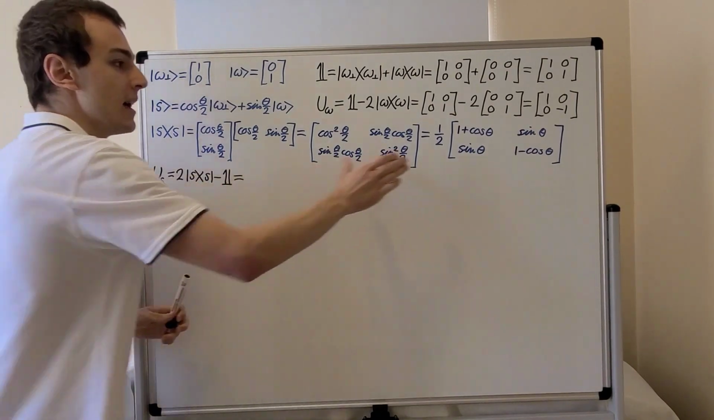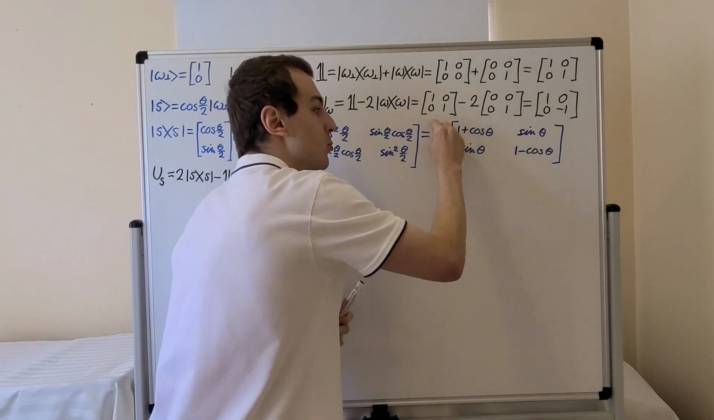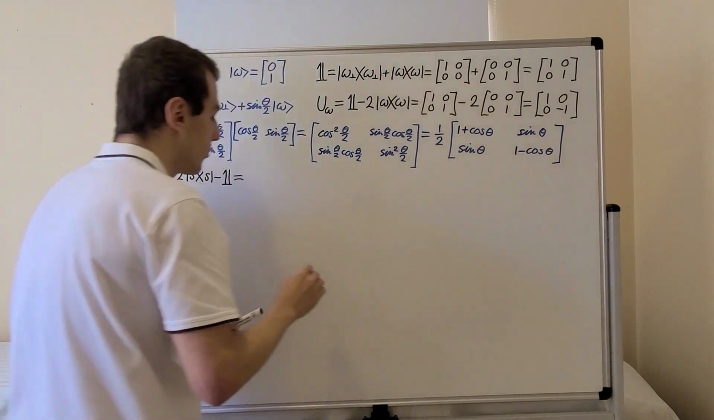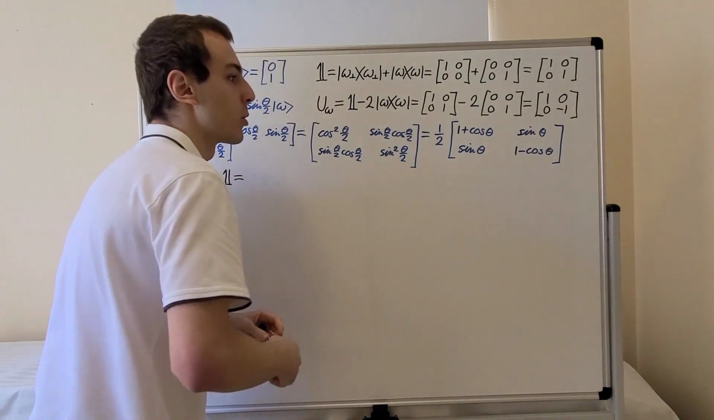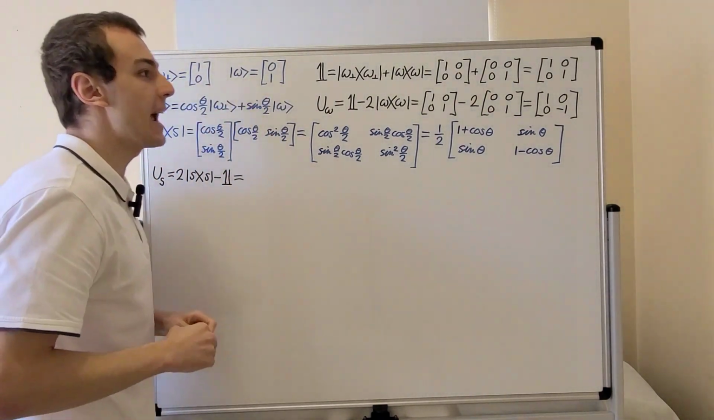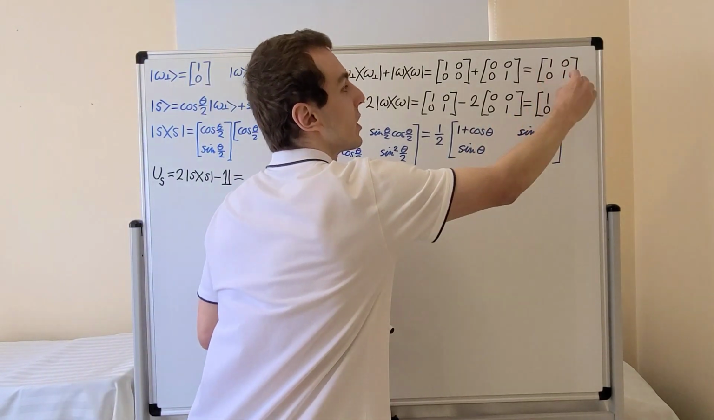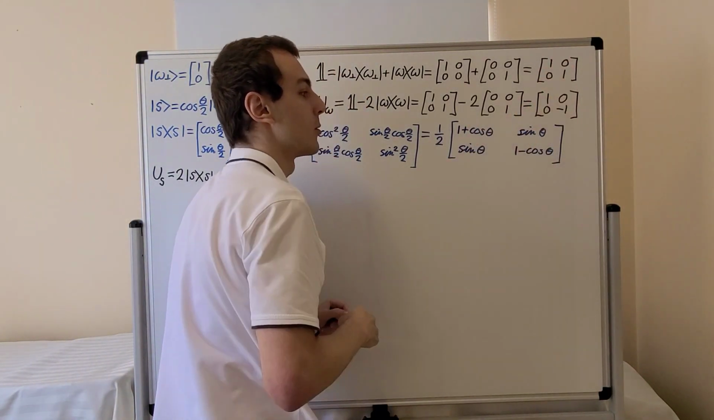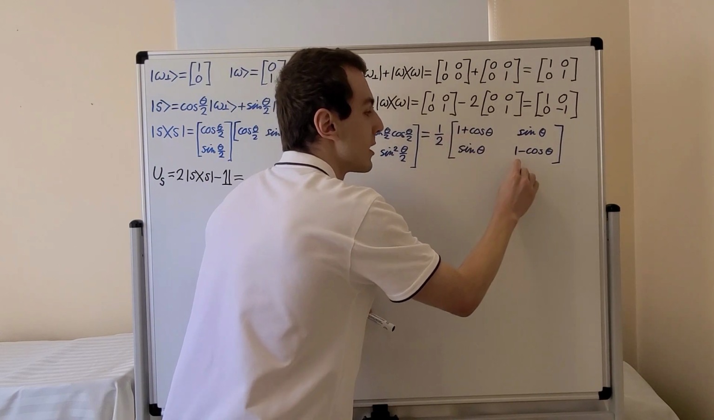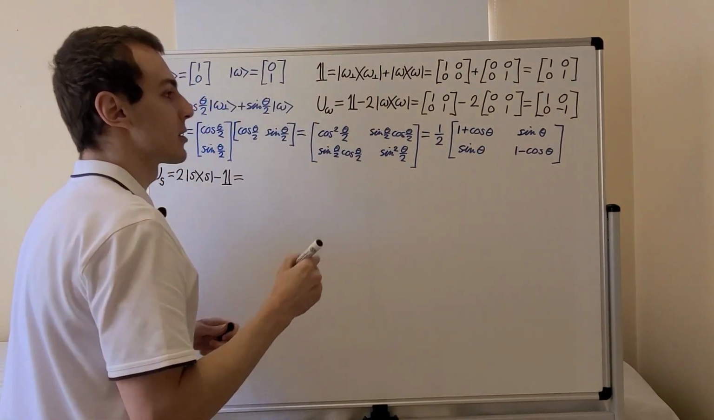Well, if we multiply this matrix by 2, that's going to get rid of this 1/2. And if we subtract the identity, we're going to subtract 1s from the diagonal. So that's this matrix over here. We're going to subtract 1 along the diagonal. So we're going to get rid of this 1, and we're going to get rid of this 1. And what is the matrix going to be?